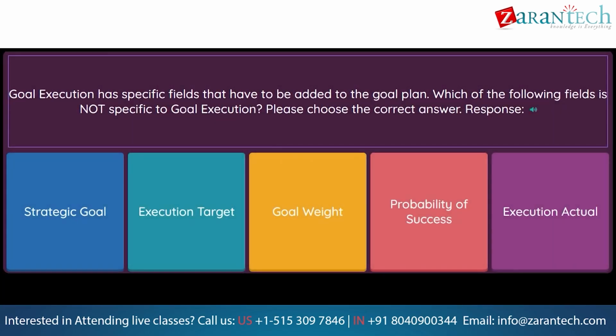Question: goal execution has specific fields that have to be added to the goal plan. Which of the following fields is not specific to goal execution? Please choose the correct answer. Response. Option 1, strategic goal. Option 2, execution target. Option 3, goal weight. Option 4, probability of success. Option 5, execution actual.